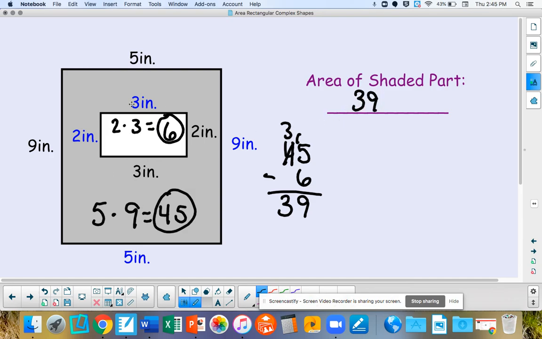Again, this was area. We were finding the square portions of it. So it's going to be square inches. Here's another way you can write that. You can write the inches with this little 2. That's an exponent. And that exponent is going with the inches. So it's saying squared of the inches.